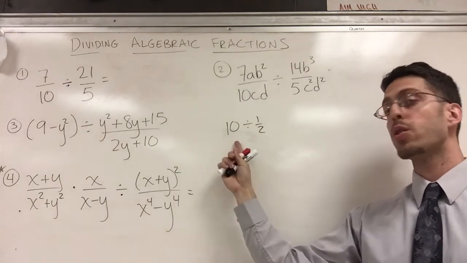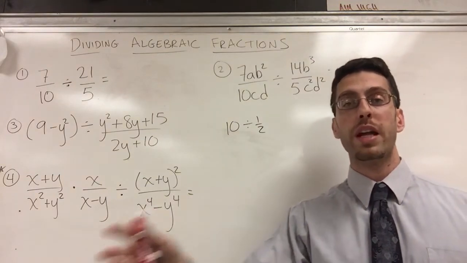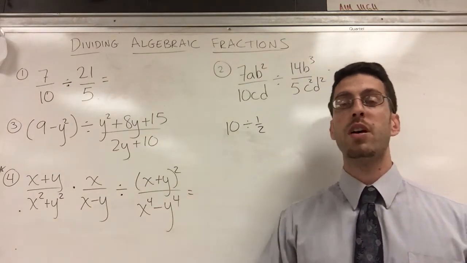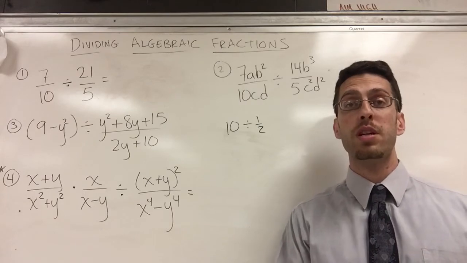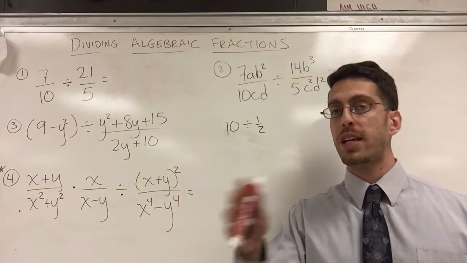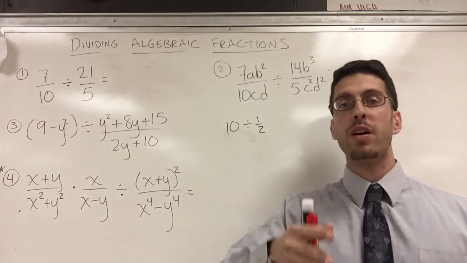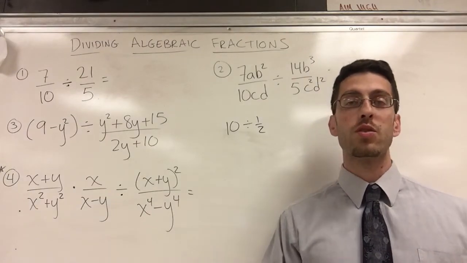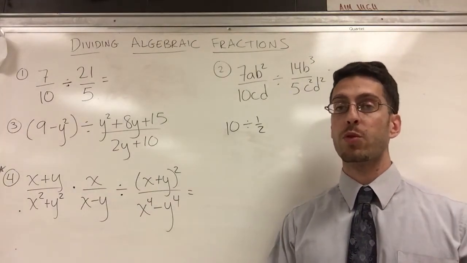Well, think if you have 10 cookies and you want to divide them all in half, or you want to cut them all in half. So how many halves or how many pieces would you have? If I take 10 cookies and I cut them each in half, I'm actually going to have 20 pieces. So then mathematically, how do you get the answer of 20?